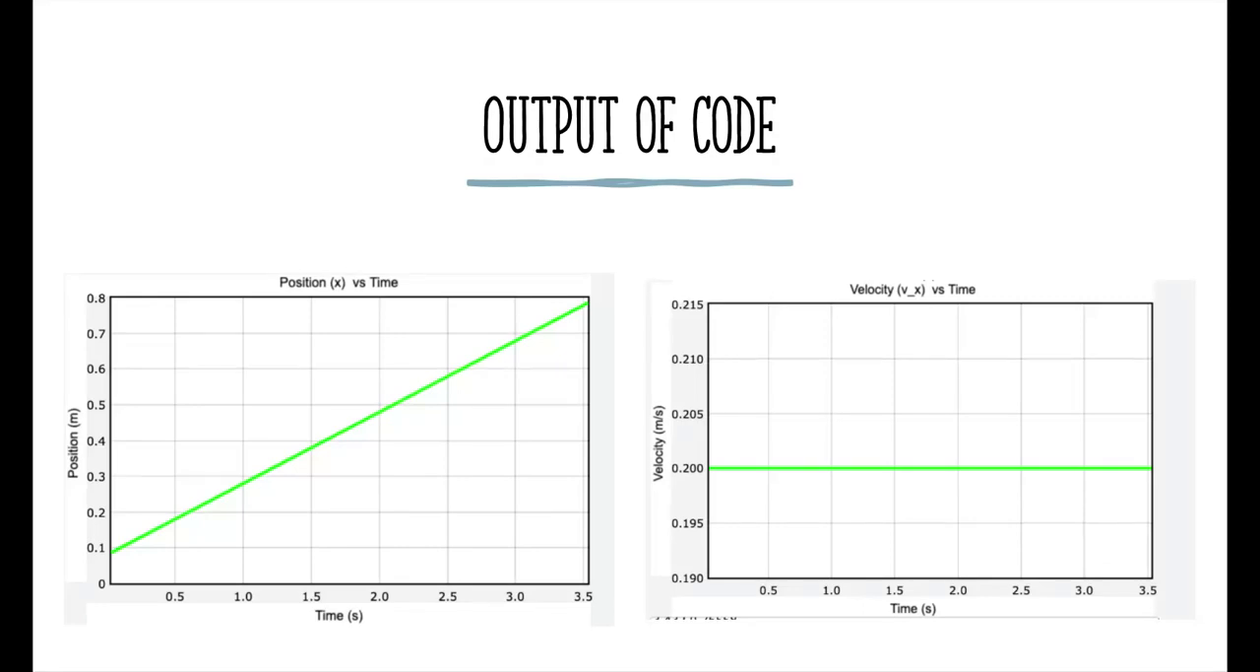This was the output of the code. The graph on the left shows the position versus time, and the graph on the right shows the velocity versus time, and both of these slopes are indicative of constant velocity.